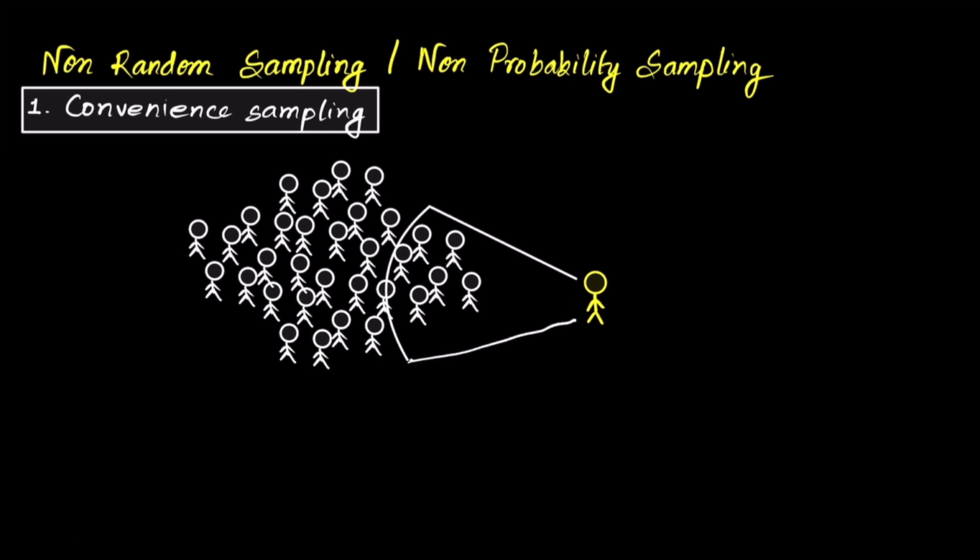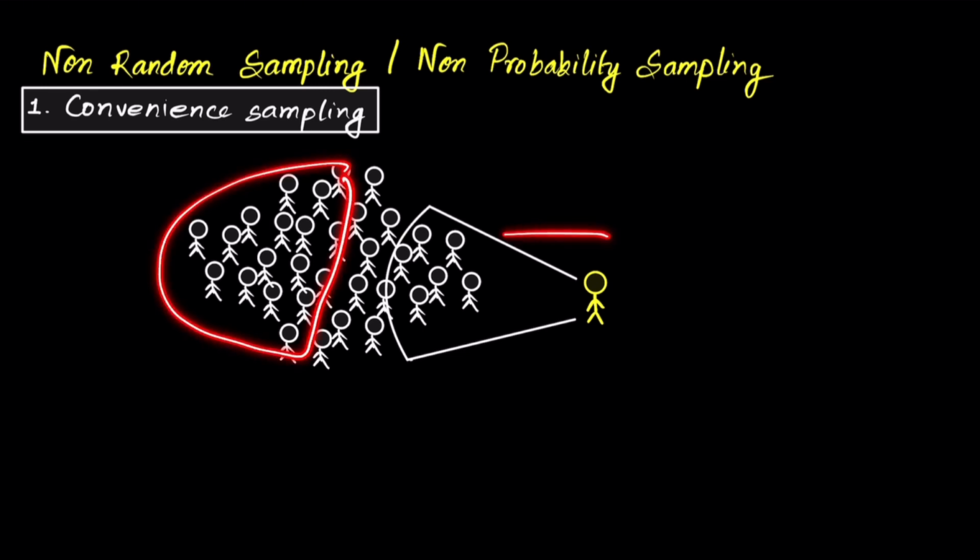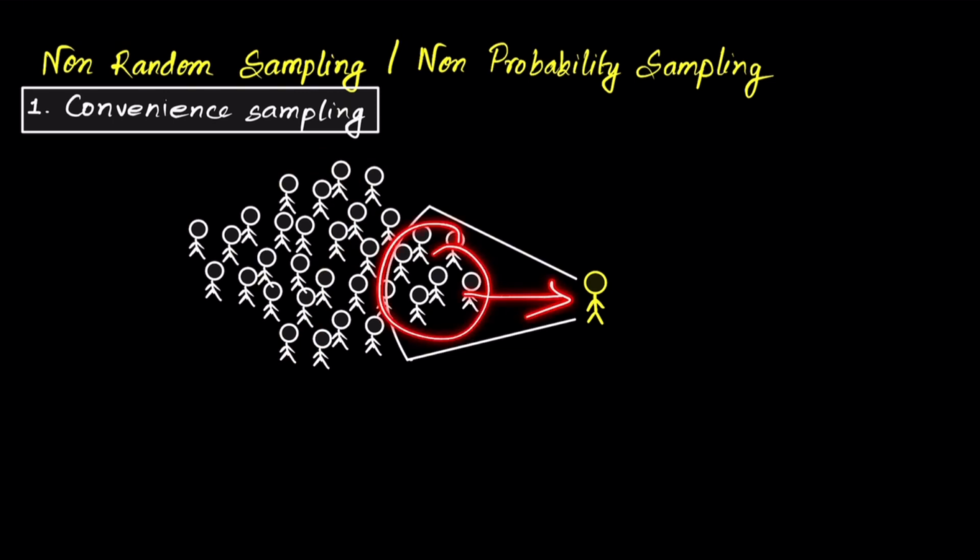So, does this create an equal chance for each of the individuals? No, it does not, because the individuals closer to the surveyor have a higher probability of getting selected as compared to individuals that are farther away from the surveyor. The closer the individuals are, the higher chance of them getting selected. So, there is an unequal chance of selection.